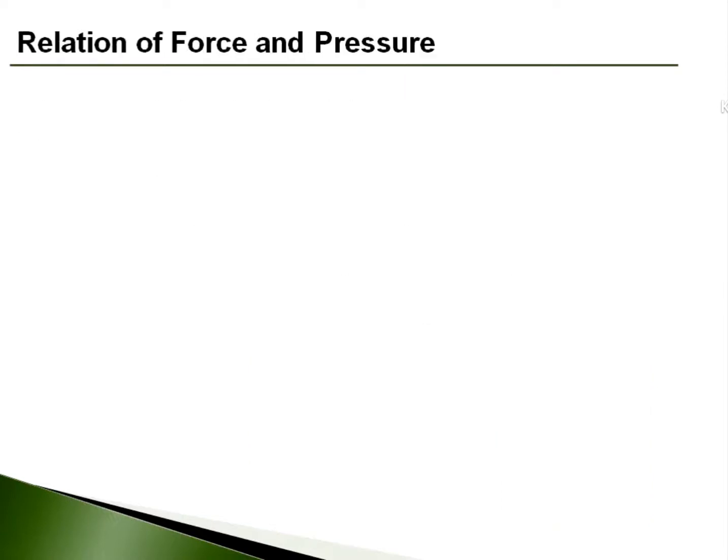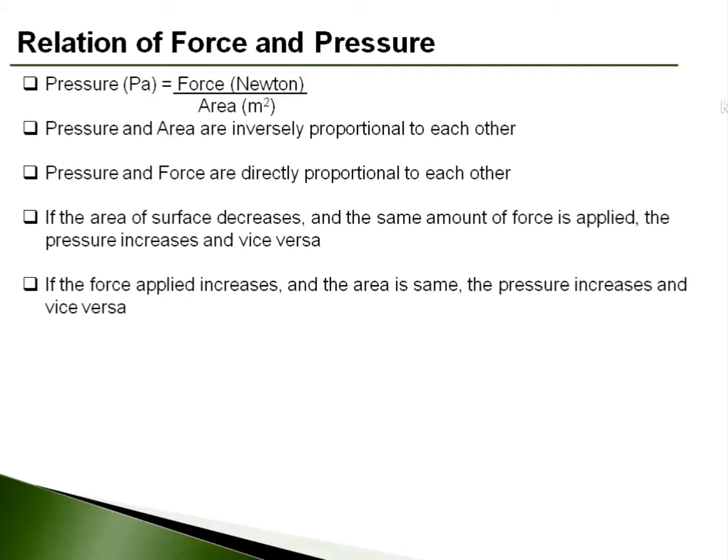Now let us get to understanding the relation between force and pressure. As pressure is expressed as the force acting per unit area, its formula can be written as the magnitude of force divided by area of surface, or Newton per meter square. Pressure and area are inversely proportional to each other. That is, if the area of the surface decreases, the pressure automatically increases, and vice versa, given that the magnitude of the force remains unchanged.